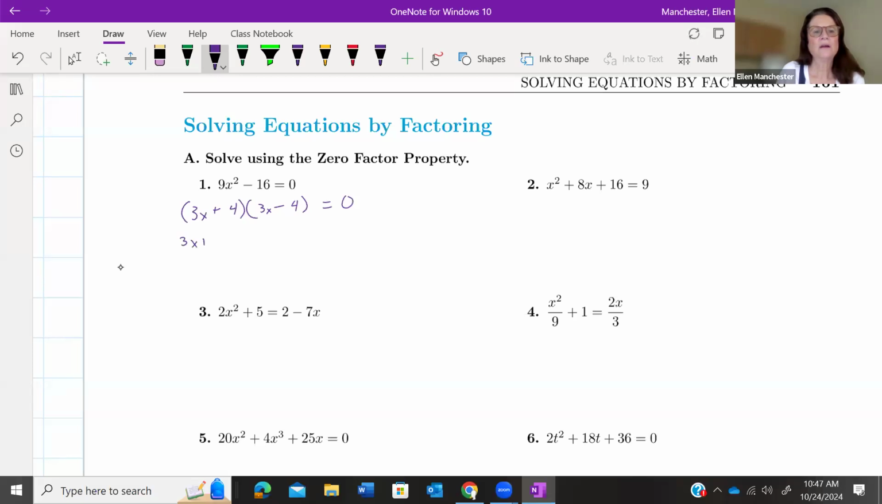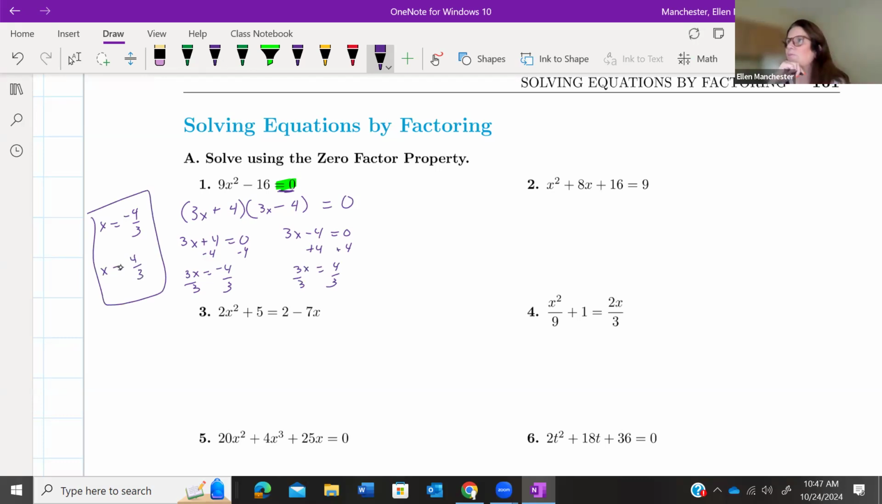Okay, so now I'm going to set both of them to 0 and solve. And I know to do that because of my equals 0. My equals 0 tells me, okay, now I have to actually solve. So I subtract 4. And I divide by 3. So x equals negative 4/3. And then this one I add 4. And then divide by 3. So there are my 2 answers. Negative 4/3, positive 4/3. And hopefully you'll get to the point where you won't even need to do this. You can look at your 2 factors and go, okay, one's negative, one's positive. That means my answer, one's negative, one's positive. Okay.